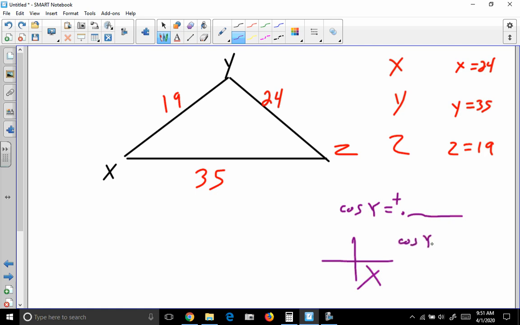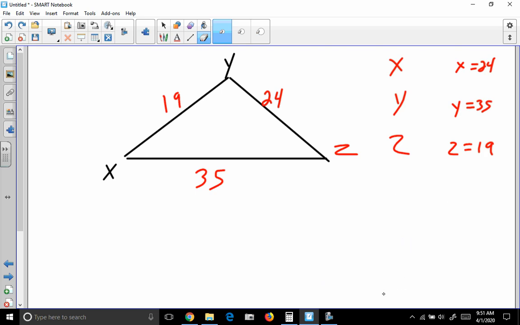If cosine of angle Y gives us a negative number, well, cosine is negative in the second and the third. Well, we're not going to have a third quadrant answer. So we would have an obtuse angle. So the sign that we get when we solve for cosine Y, that's going to dictate acute or obtuse. So if we're looking for angle Y, then that's the angle we're going to be taking cosine of. So 19 and 24, those are the sides that make angle Y. So that's what's going to go with a cosine.